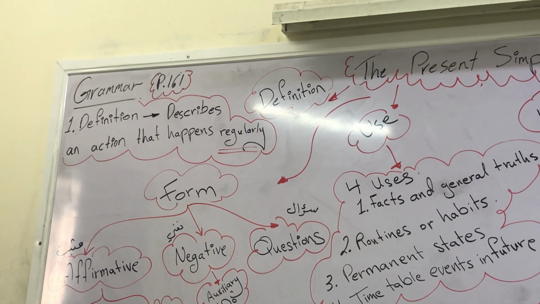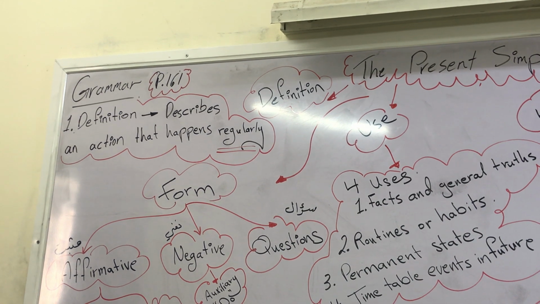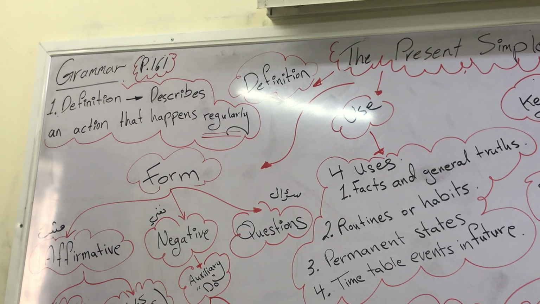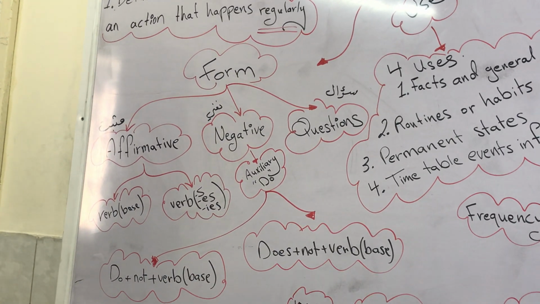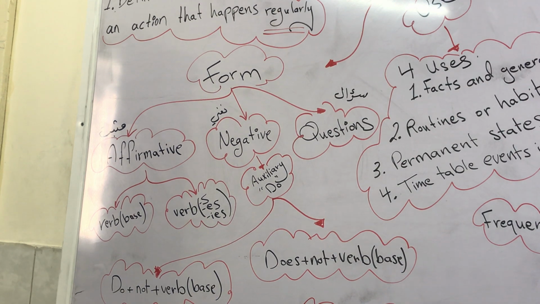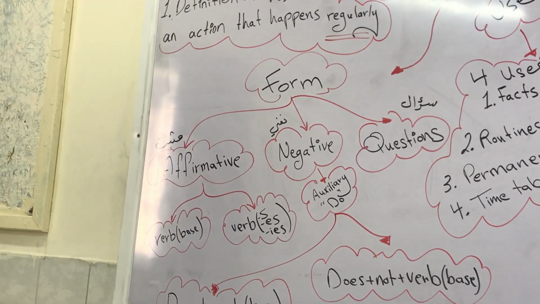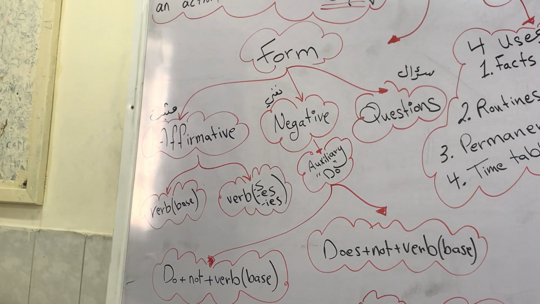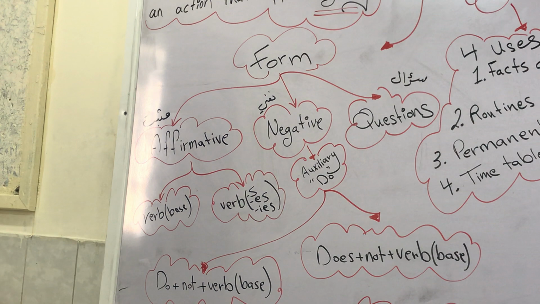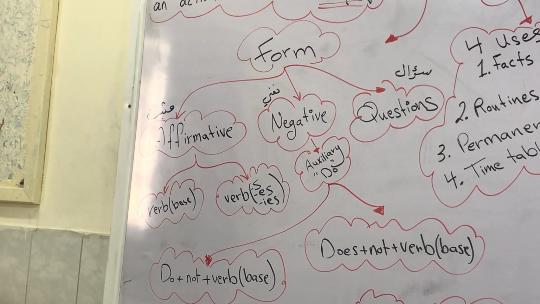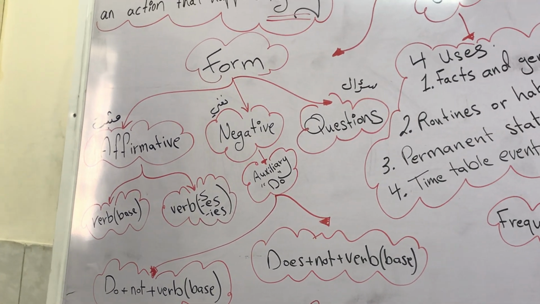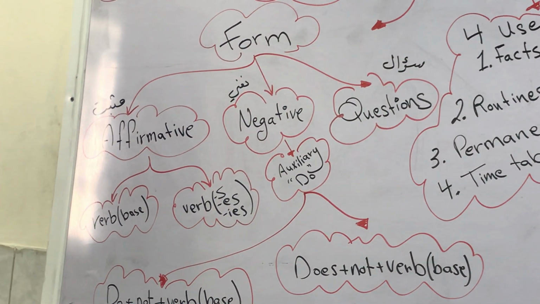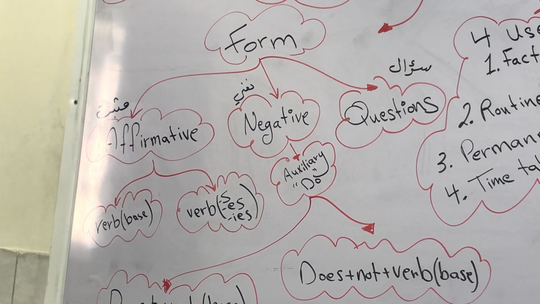It describes an action that happens regularly, so it's a permanent action. Now we go to the form of it, and we said that we have three forms in English: the affirmative, the negative, and the question. In the affirmative, the verb stays in the base form when it comes with I, you, we, they, and we add s or es or ies to the verb when it comes with he, she, it.